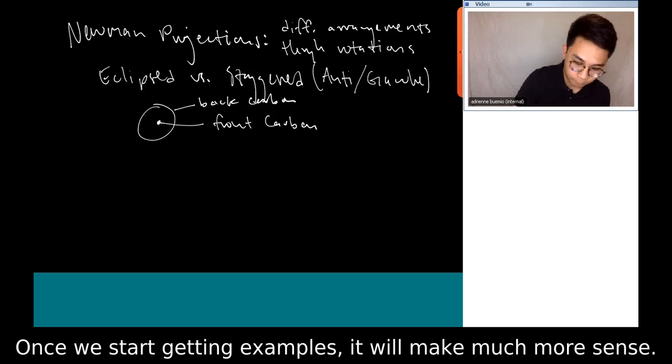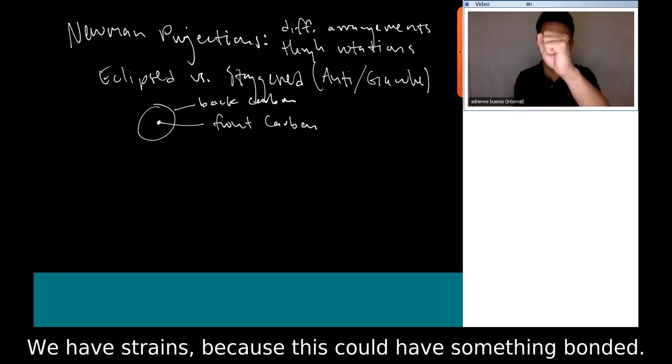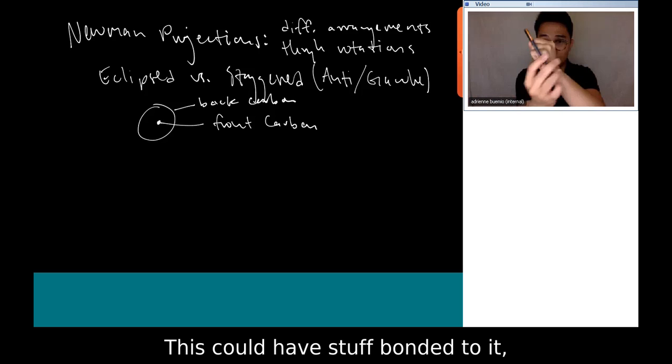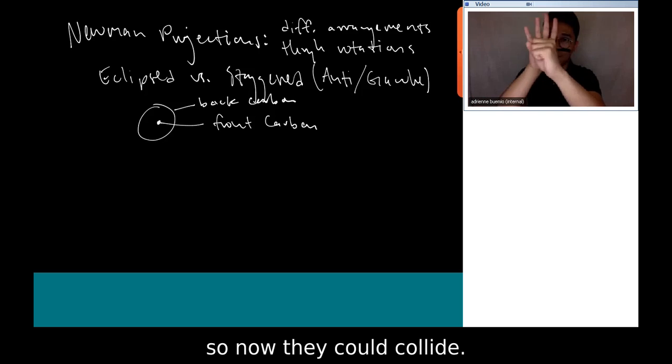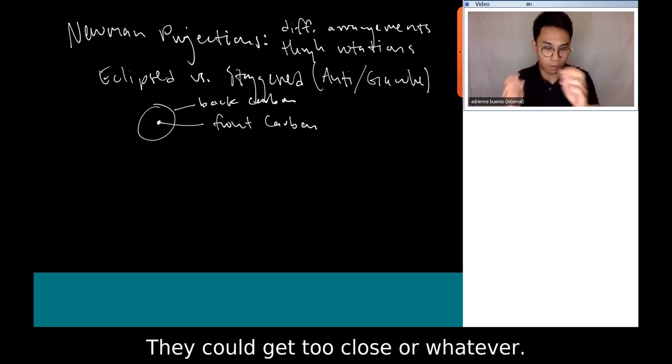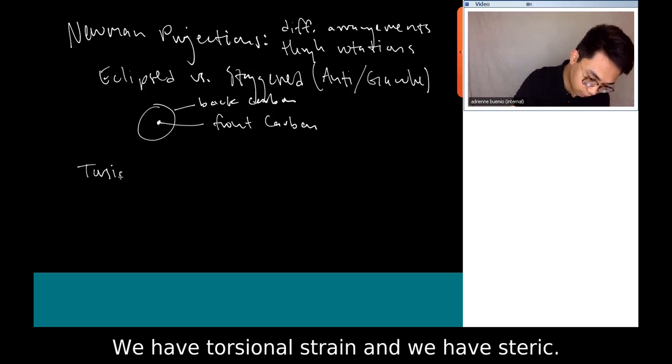Okay, so now because of that, we have torsional and steric strains. We have strains because this could have stuff bonded to it, right? And this one could have stuff bonded to it. So now they could collide, right? They could get too close or whatever. So there's strain. We have torsional strain, and we have steric.